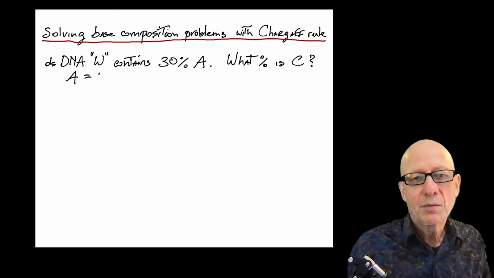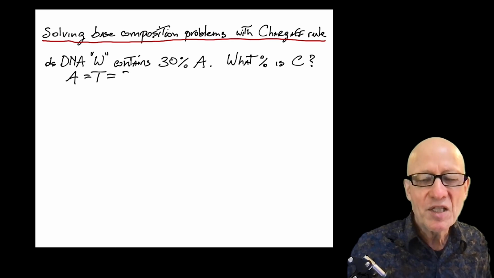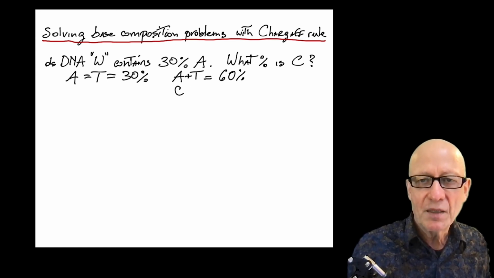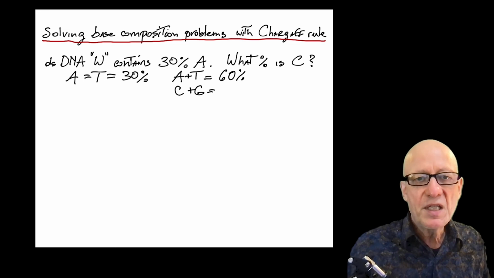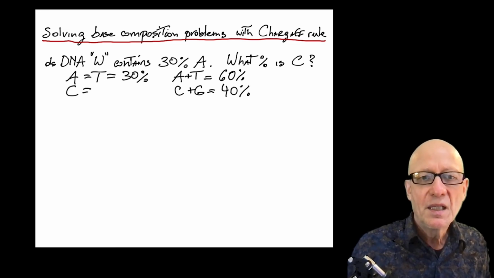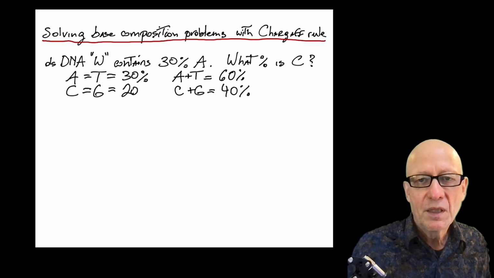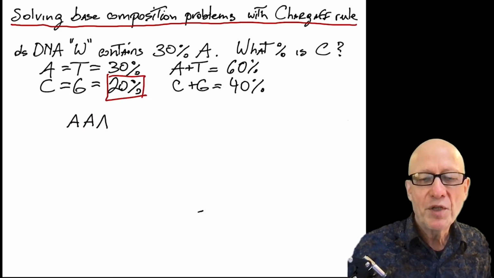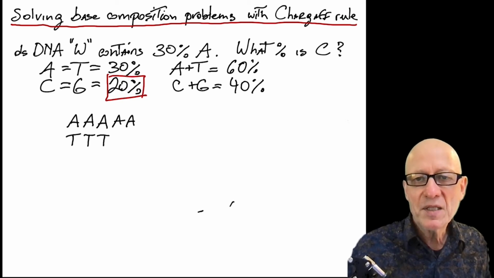We know that the percent of A is equal to the percent of T, which is equal to 30. Thus, A plus T is equal to 60%. It follows that C plus G is equal to 40%, and C is equal to 20%. The answer is 20%.